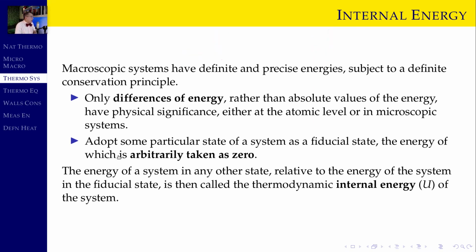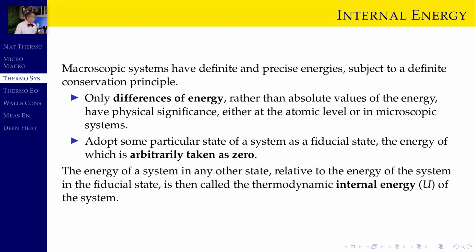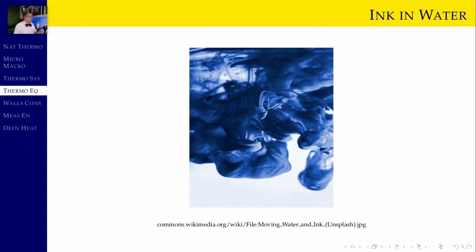It's just that we are making sure that the thing we're comparing it to, we will give it a value of 0. Now, if we look at this picture, we know what's going to happen in a few minutes, or probably even longer, but still, we know what's going to happen. If this is ink in a beaker of water, we know that the water will be colored blue after some time. It's not going to stay this way.